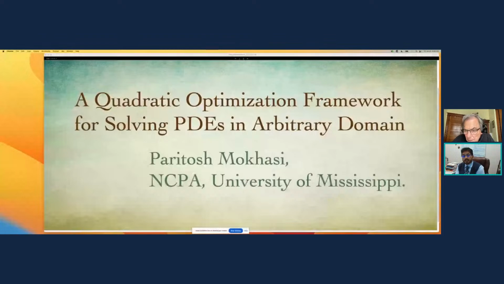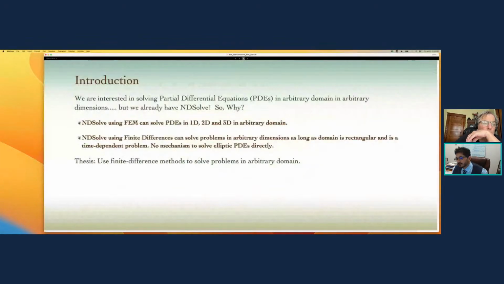Hey guys, thanks for sticking around. I want to talk to you about a new method that I've been working on for solving general PDEs in arbitrary domains using a quadratic optimization framework. This is still work in progress, but I thought I'd share some interesting results associated with this work.